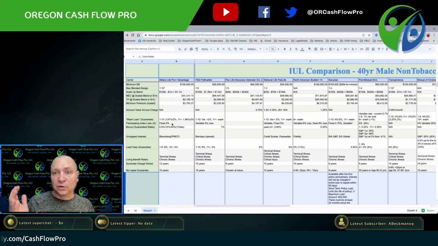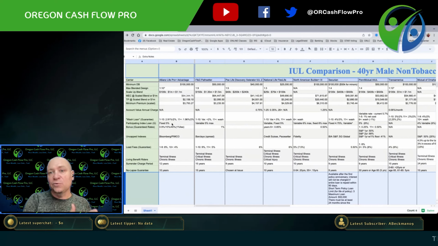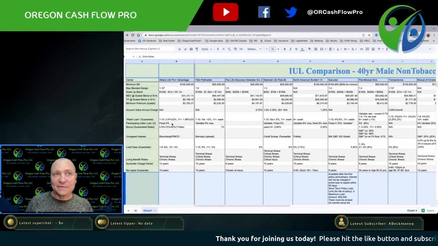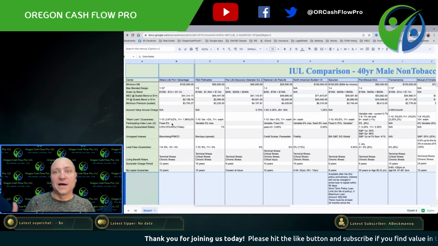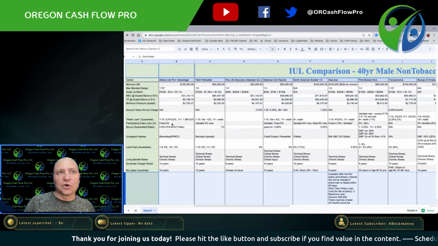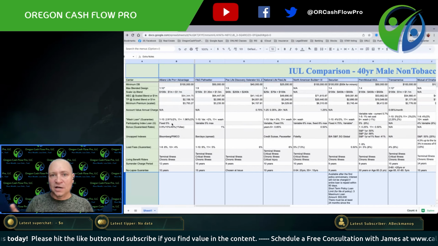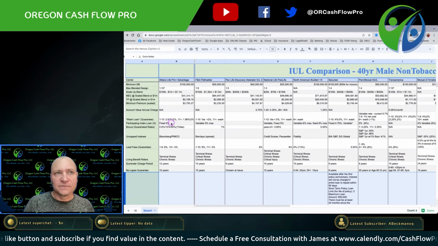I just want to let the policy perform as it would perform because I'm happy with the average that the indexes do. And the only way I'm going to get that average is if I'm in those indexes every single year. So if I want to take a loan, I'm going to consider what is the actual cost for me borrowing that money. In this case, it's 5%.